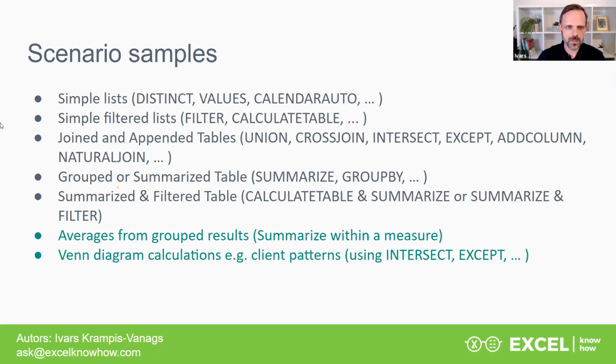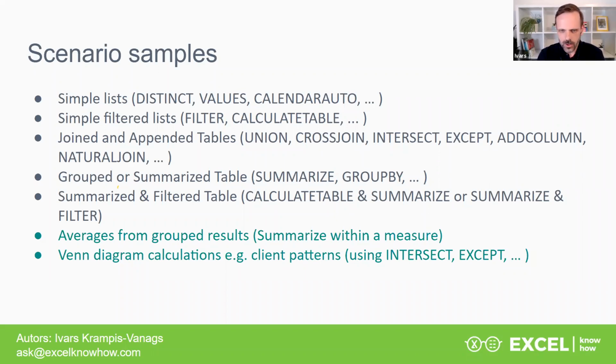That's basic stuff everybody probably knows. Then simple filtered lists, like filter and calculate table. Then there's a bit more fancy stuff: you can join and append tables as well. It depends on the solutions that you actually need to build. I have used probably all of these functions except natural join in everyday life, and many times I've used summarizing and filtering.